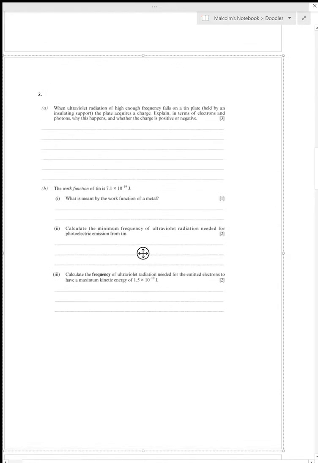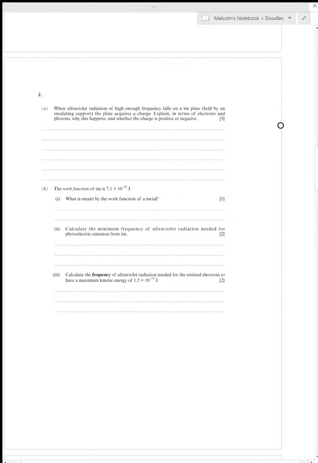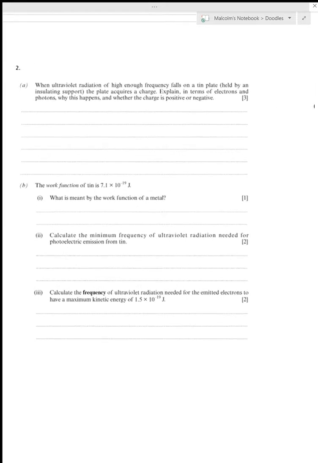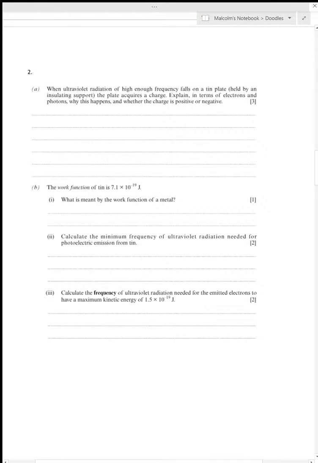Alright, so straight on to question 2 here. This looks to be about the photoelectric effect. So ultraviolet radiation falls on a tin plate held by an insulating support. The plate acquires a charge. Explain in terms of electrons and photons why this happens and whether the charge is positive or negative. So what's going on here?